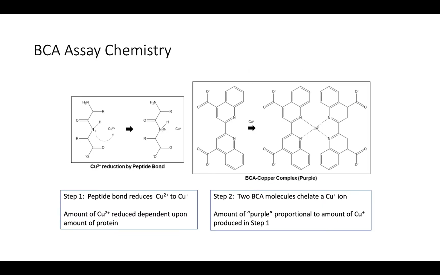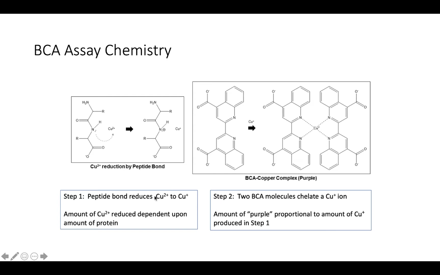Oops, going the wrong way again. What the BCA is measuring is a copper reduction assay. So the copper is reduced by a peptide bond. So the peptide bond reduces the, I said it inverse of what I really meant. I guess it's too early for this. The peptide bond reduces the copper.